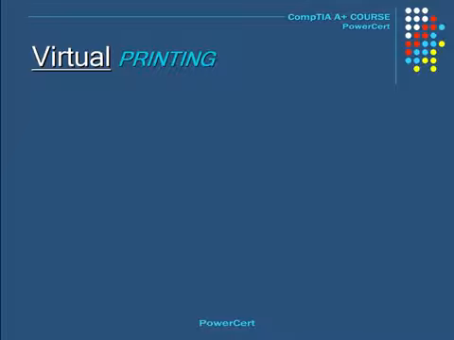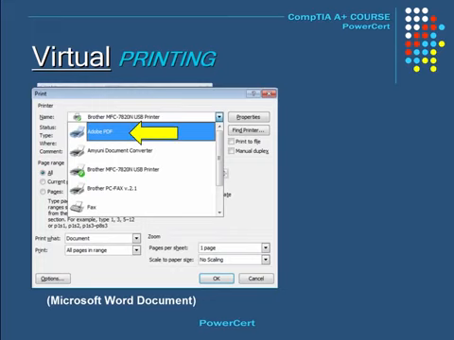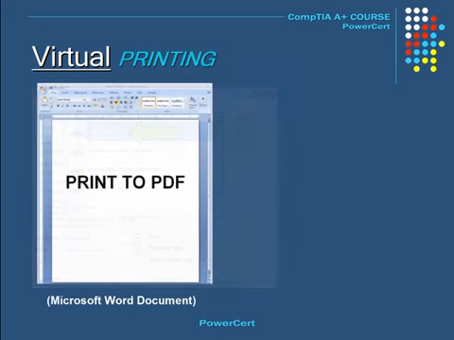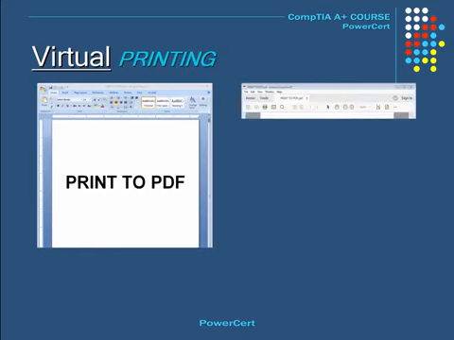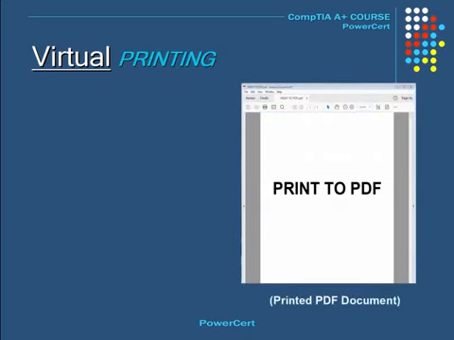Another form of virtual printing is called print to PDF. PDF stands for Portable Document Format. Printing a file to PDF prints a virtual document into a format that's universally readable across all devices, whether it's a PC, Mac, or smartphone. And then once it's printed to a PDF, the file can be transferred to different devices, such as through email or through a flash drive.